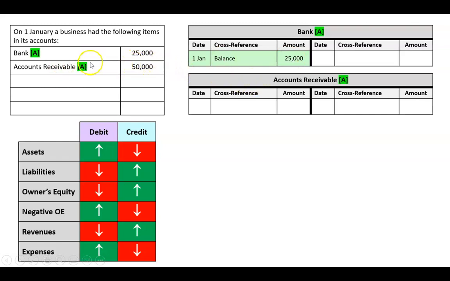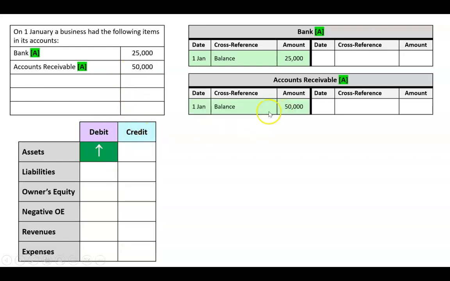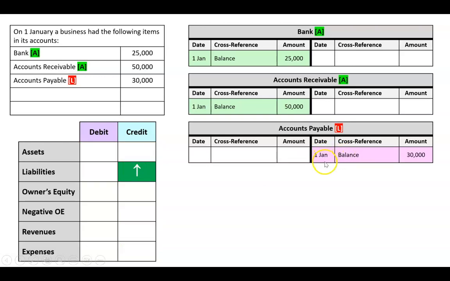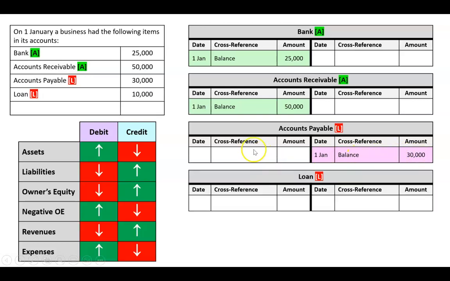What about accounts receivable? Well, accounts receivable was an asset. Assets go up on the debit side, so if it's got a balance of 50,000, that will go here. And again, we do the date, 1st of Jan, write the cross-references balance and the amount. Next one was accounts payable, 30,000. So that's a liability. Now liabilities have credit balances. So this time I'm going to put this on the credit side. I'm going to write the date, 1st of January, cross-reference will be balance, and I'll put the amount of 30,000.